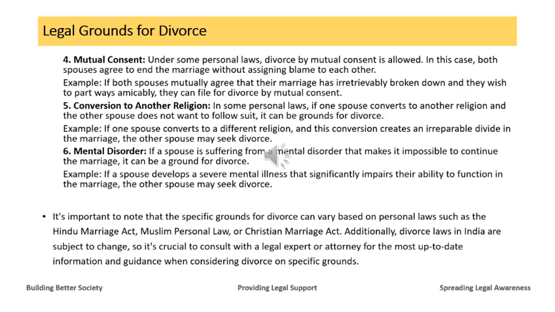And the next thing is the mutual consent, where both the parties understand that their compatibility is at stake, and they wanted to separate by mutually agreeing. So this is mutual consent. And third is sometimes this happens when one person converts to another religion, and there are issues arising out of that. We have given an example for that even. And sixth one is mental disorder. If one person is suffering from mental disorder that makes it impossible to continue in a marriage, it can be a solid ground for divorce.